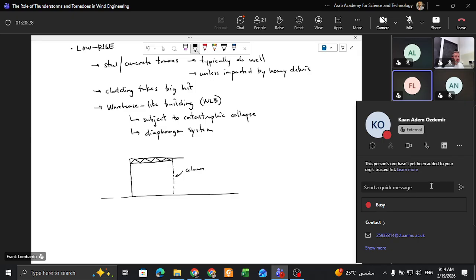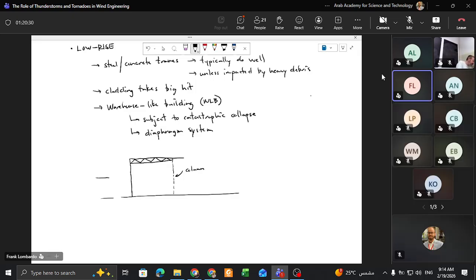So how the load transfer system works here is, if you have a high wind, the wall takes the initial impact, the load is transferred from the wall to the truss, and then usually back down into the column.